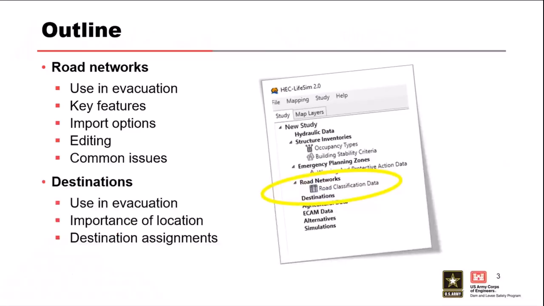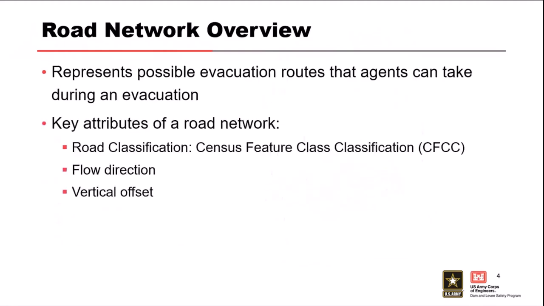So I'm going to talk next 45 minutes about road networks and destinations, the importance of each one. Start off going over road networks. We're all going to become traffic engineers today, so that's going to be a lot of fun. Road networks represent all the possible evacuation routes that agents can take. It's defined as a line segment shape, and it's stored in your .fia file.